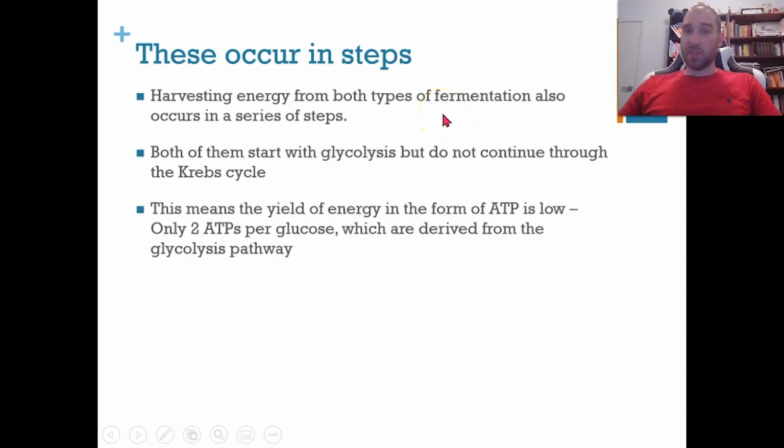Fermentation also happens in a whole heap of small steps, and they're also moderated by lots of enzymes too. Key thing though is that we're doing glycolysis, but we're not proceeding through to the Krebs cycle and the electron transport chain, which releases more of the energy from the glucose molecules. And the yield of ATP is very low in both cases of anaerobic respiration. It's only 2 ATPs per glucose, and that happens from the glycolysis pathway. It doesn't proceed to the oxygen requiring part, which is Krebs cycle and particularly the electron transport chain.